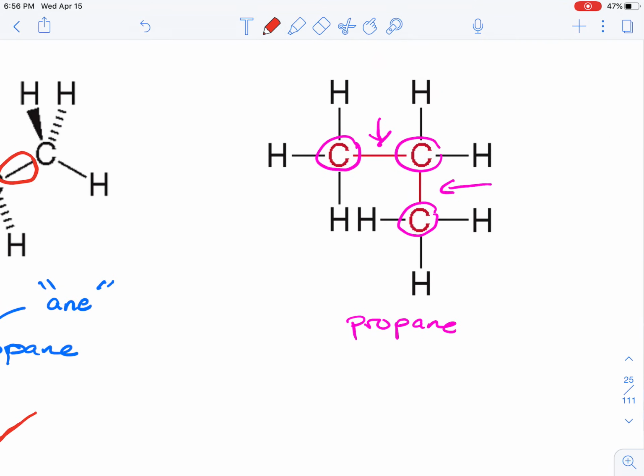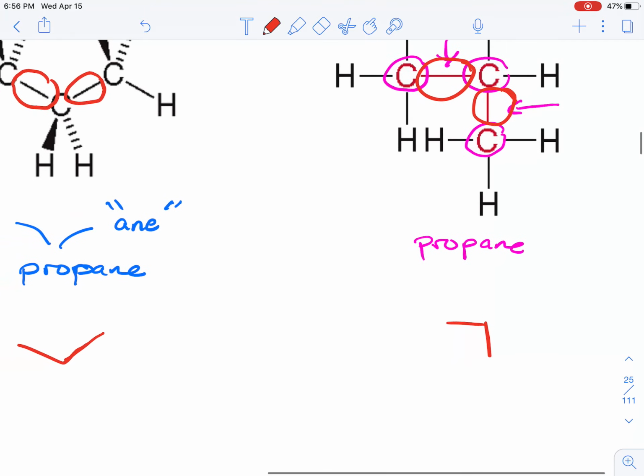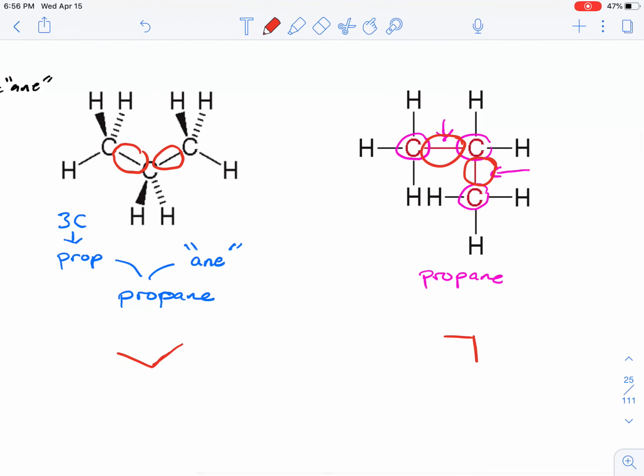So same thing here. I have 1 and 2 bonds between the 3 carbons, which is going to be my parent chain. And so I'm going to draw propane that looks like this. Okay. And so once again, these molecules are three-dimensional. And so you can go ahead and depict your skeletal structure in many different perspectives and many different ways.